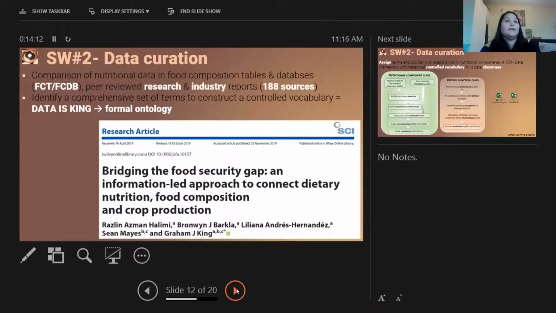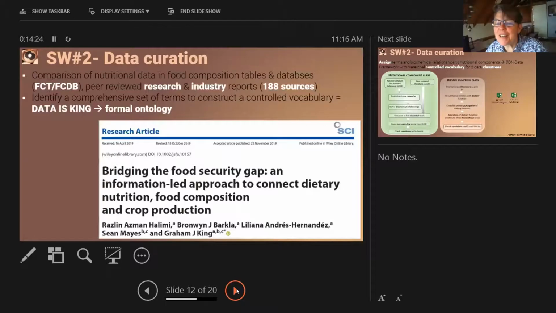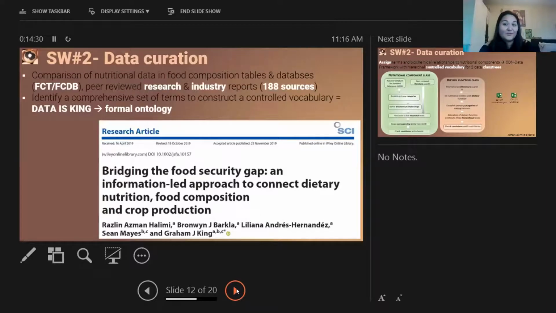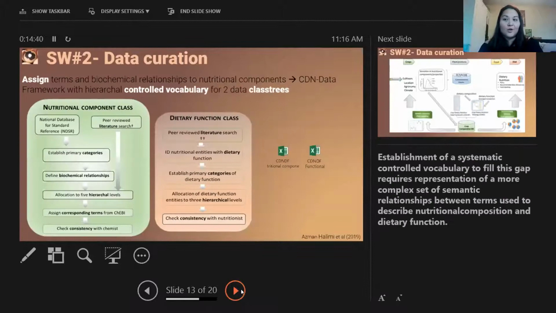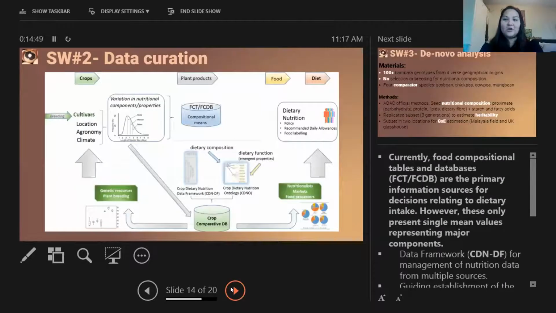So the second part is data curation. This came about because there's no data management system for nutritional data. So that's why we had to create our own, and also there is no ontology for nutritional data. There are two classes that we came up with: nutritional and dietary function. I can't go through everything because I'm a little bit lacking time. And this is how we envisioned that what I came up with would fit into the larger picture to help with nutritional data as a whole.